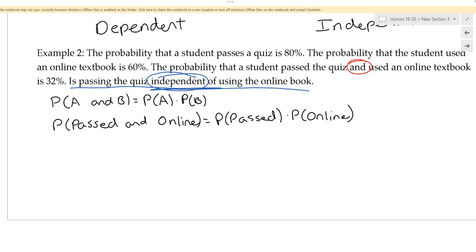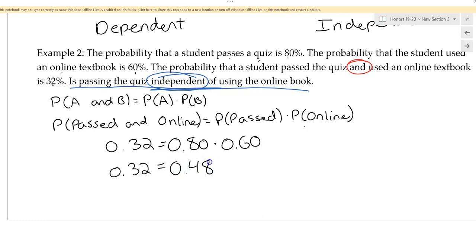So the probability of pass and online is 32%. So I'm going to put it in as 0.32, right? We want to make sure we get it to a decimal. The probability of passed, a student passes a quiz, is 80%. The probability that they had an online textbook is 60%. So then I get 0.32, and 0.8 times 0.6 is 0.48. Again, feel free to use a calculator.